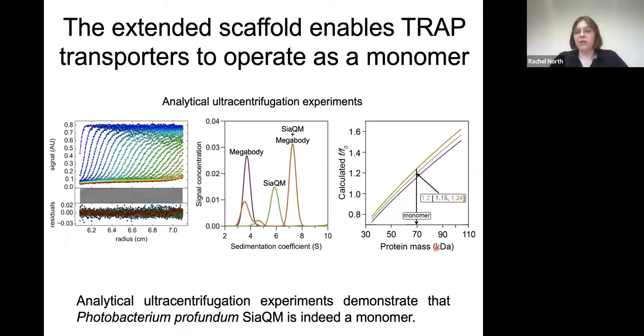It is 70 kilodaltons. And if it was a dimer, we would have expected to see a frictional ratio at just above 1.6. So these experiments did indeed demonstrate that our Photobacterium profundum SiaQM system that we've been working with is a monomer. And this is also consistent with what we saw on the cryo-EM grid, because our structure was also solved as a monomer. And it is likely this scaffold that enables this to happen, because other elevators don't have this.